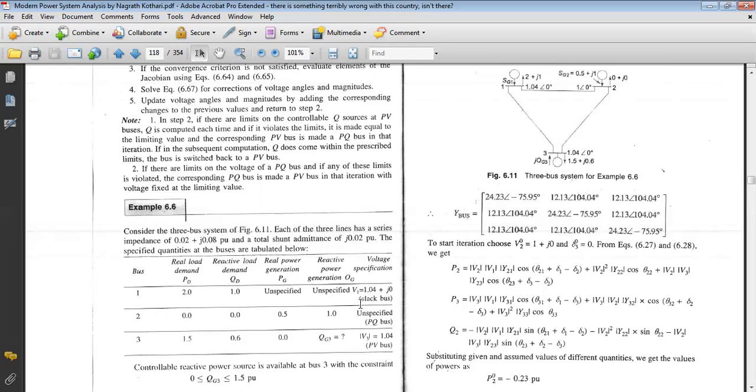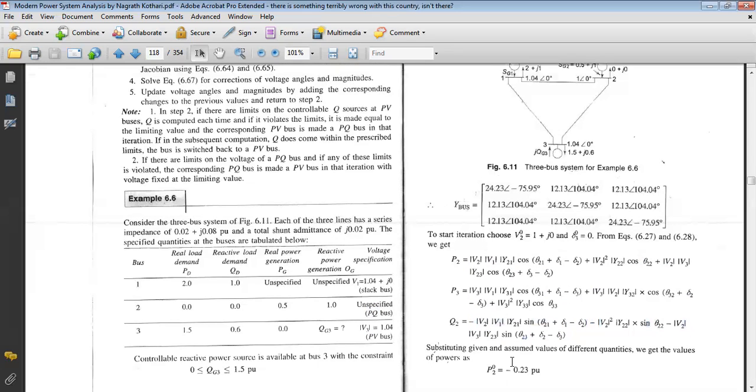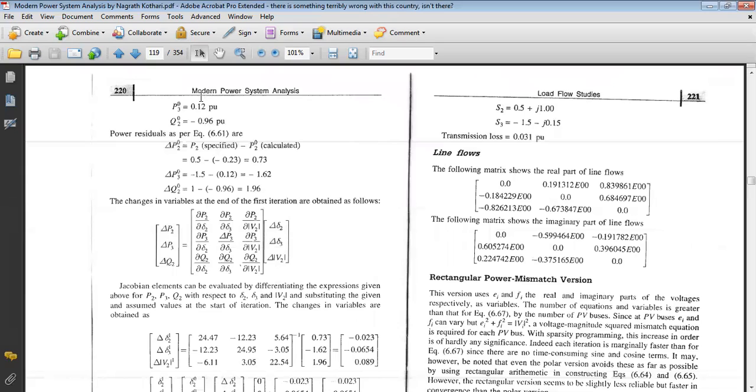Here P2 is given in the question because this is a PQ bus. P3 is given because this is the P bus, and Q2 is given because bus 2 is the PQ bus. So P2, P3 and Q2, these three power mismatches we have to calculate. This is the equation of P2, this is the equation of P3, and this is for Q2. If we put the values here, we can find the power mismatch.